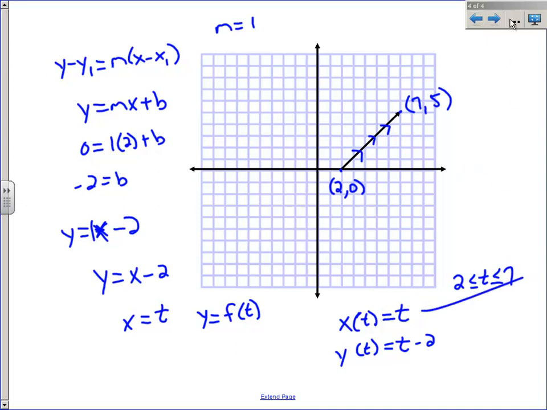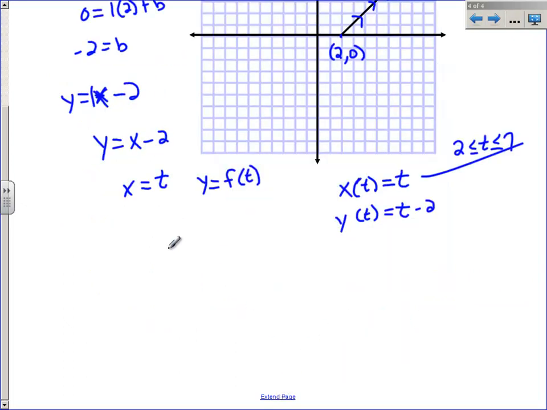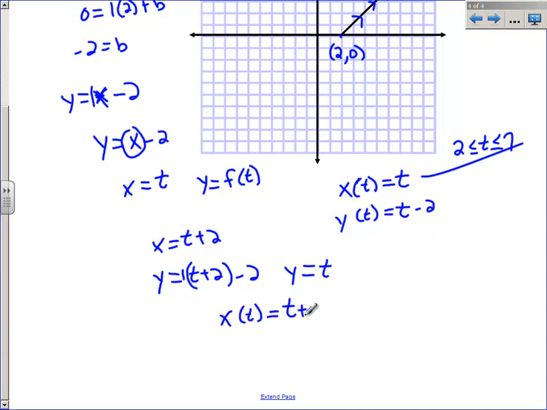Now, that's not the only answer to that. I could have also done x equals t plus 2. Now, why would I do t plus 2? Well, if I want t to be 0 and I want to start at x coordinate 2, I could have the equation x equals t plus 2. Because if you plug in 0 for t, x is 2. And then y would be f of t. What we're going to do is we know that is the equation 1x minus 2. So we plug t plus 2 in for x, put a 1 in front of that, minus 2. You see how I'm replacing this with my x? And so that gives me the equation y equals t. So here's another answer to that. x of t equals t plus 2, and y of t just equals t. And this would go from 0 to 5.